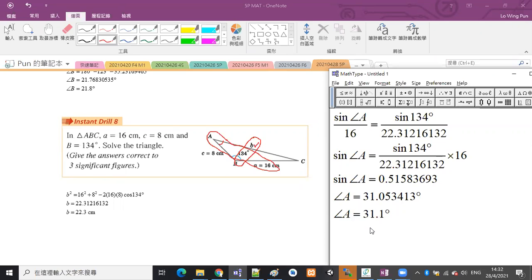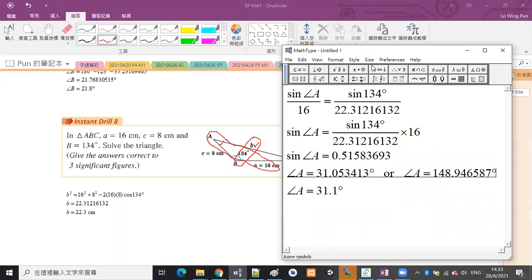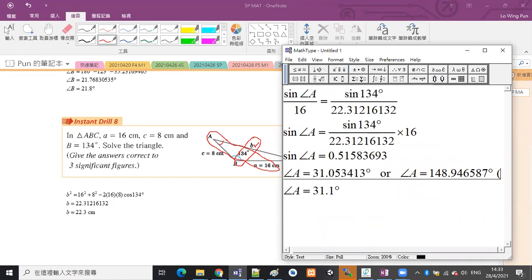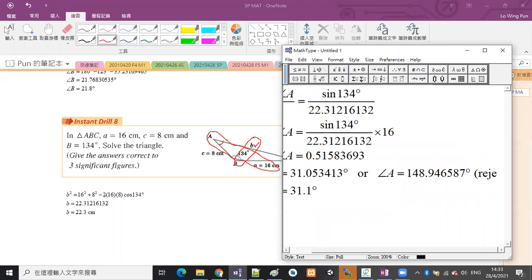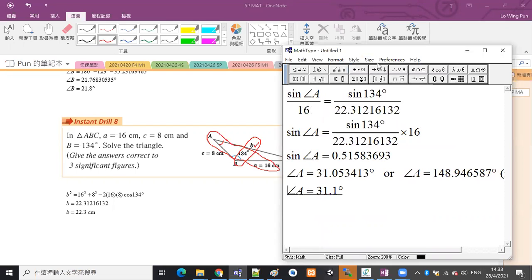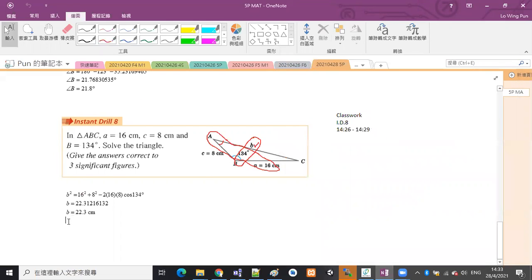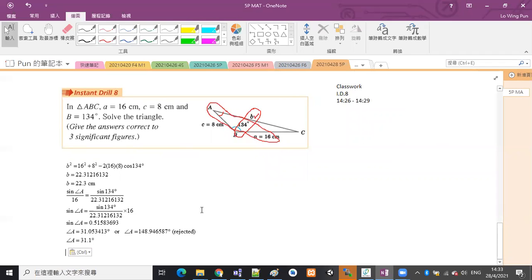Okay, and again, we should find the second possibility. It should be 180 degrees minus this. That should be 148 point something. But this number plus 134 degrees is already over 180 degrees. So this one should be rejected. So there is only one answer for angle A. That should be 31.1 degrees.